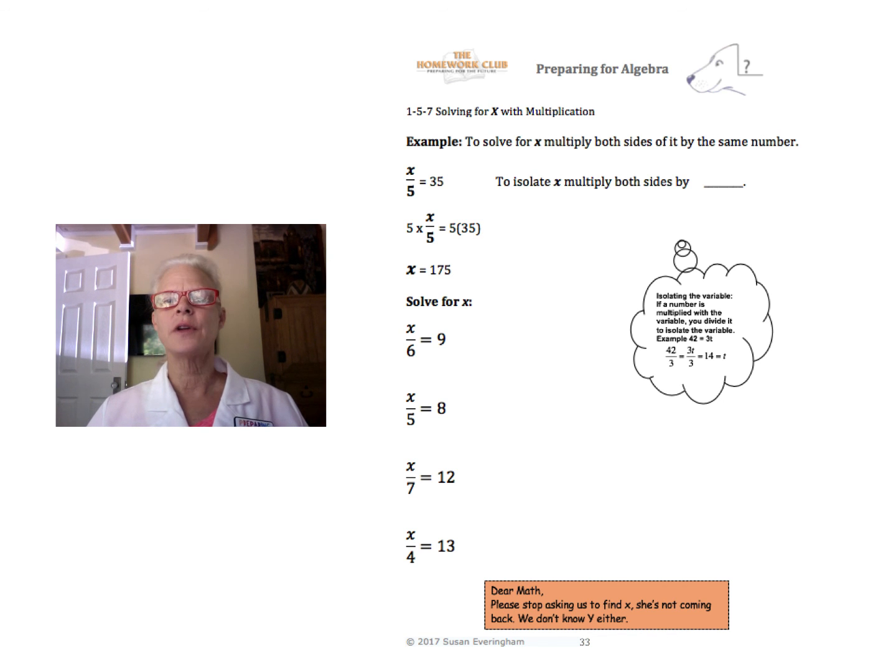So this is solving for x with multiplication, and the example here is to solve for x, multiplying both sides of it by the same number, thereby isolating x. We will multiply the example by 5 on both sides of it, giving you x equals 175. Go ahead and solve for the next 4 problems, and we'll move on to the next video. Great.